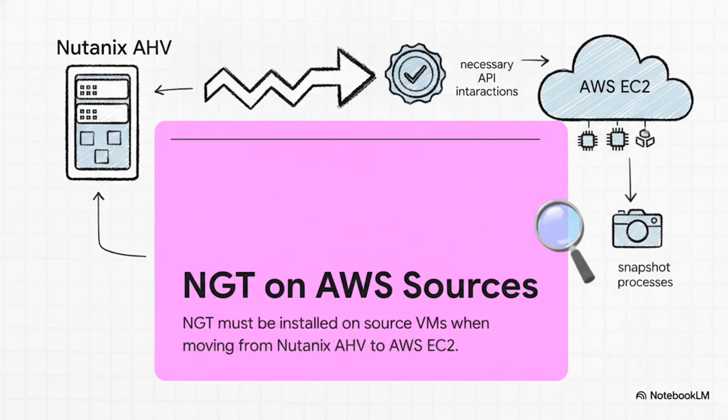Building on that cloud logic, don't forget that NGT is the crucial bridge making all those API interactions possible. The documentation specifically stresses that when you're moving VMs from Nutanix AHV to AWS EC2, Nutanix Guest Tools literally must be installed on the source VMs. It is a hard, non-negotiable requirement for the data capture and snapshot processes to actually work during that cloud transition.